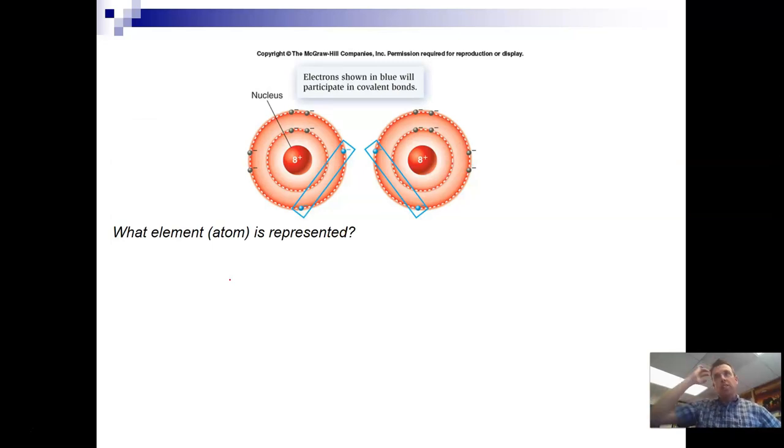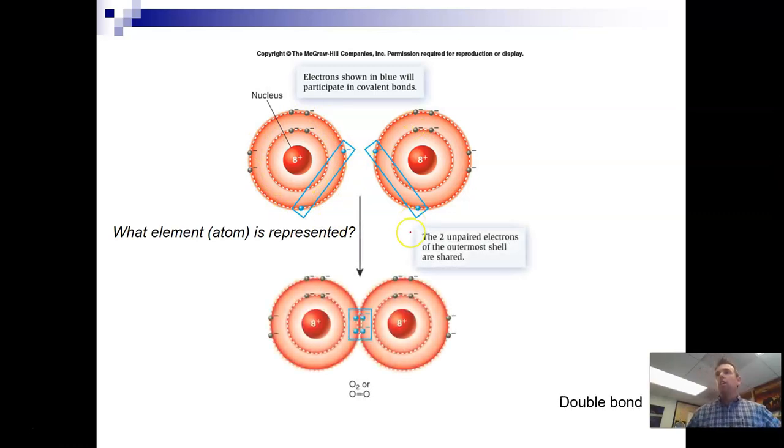Let's take a look at this element. What is this element? Well, what you look at here is the nucleus. If the nucleus has 8 protons, this element is oxygen. And here we can see oxygen, as we would expect, has 6 in the outermost shell. Its valence is 2. It needs 2 more. Here's another oxygen. That can come in and create a double bond. Oxygen is going to share both of these electrons with the next oxygen, and that's a double bond. But both of these oxygens are now happy because both have 8.